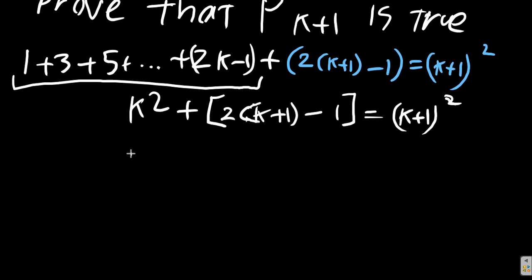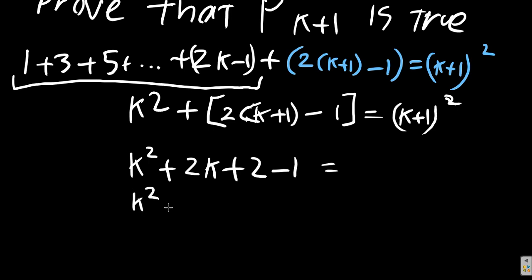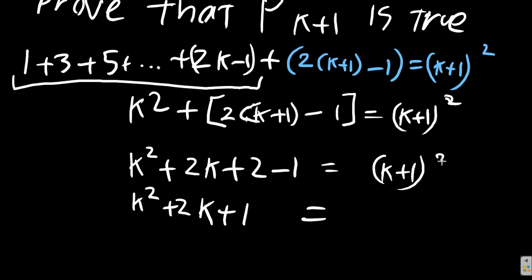Now, k squared plus, multiply out the bracket, 2 times k is 2k plus 2 times 1 is 2 minus 1. Alright, so what do we have here? k squared plus 2k plus 2 minus 1, which is 1, equals that. Right? It is equal to k plus 1 squared. Let's keep writing it. k plus 1 squared.